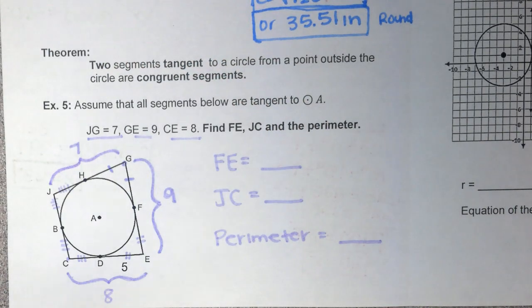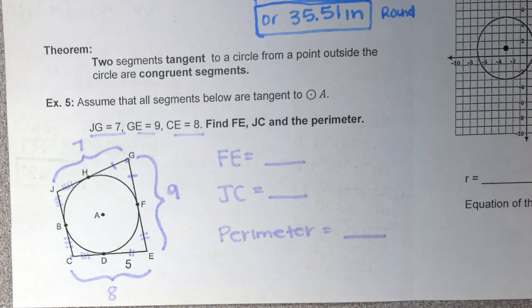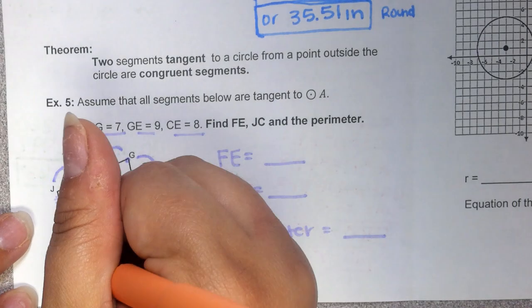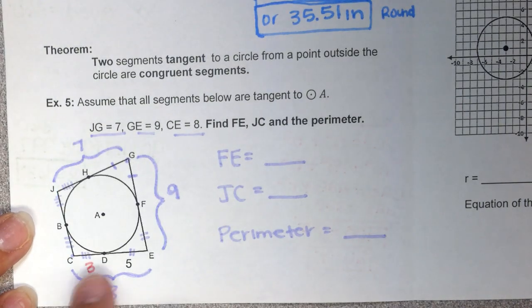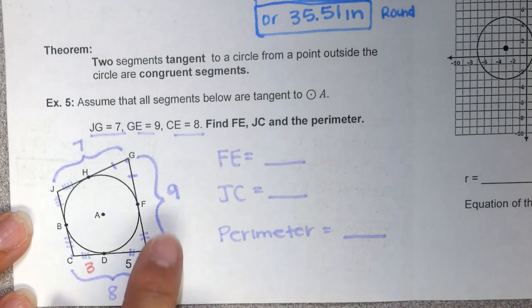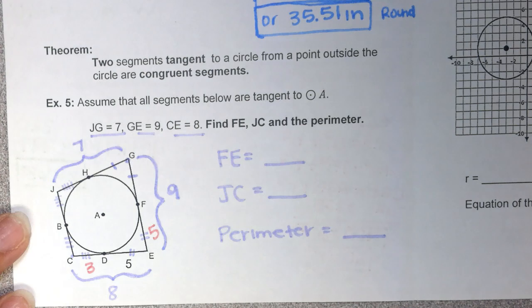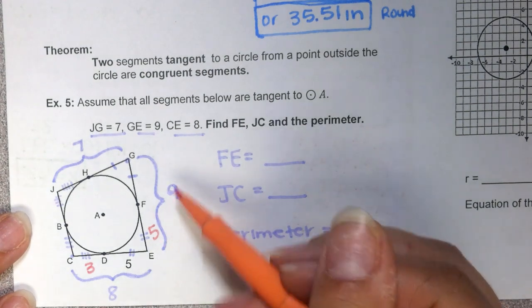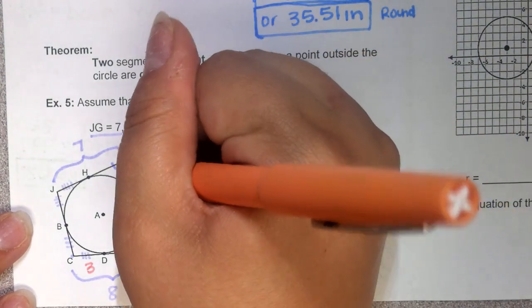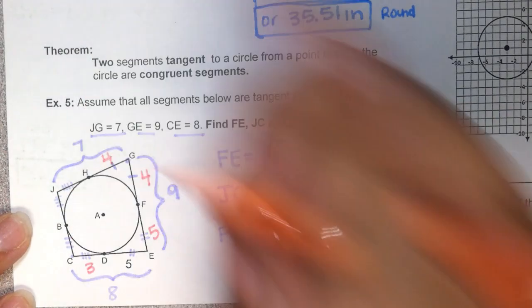Kind of like Sudoku, but not at all. What do we know? CD equals 3. Why? Because if that's 8 and that's 5, what's the left side? 3. Okay, what else do I know? FE is 5. Why is FE 5? Because these are congruent, so that's 5. 9 minus 5 to find GF. So if I know the whole thing's 9, that's 5. What's GF? 4. And 4 is also congruent to HG. And then you do 7 minus 4.